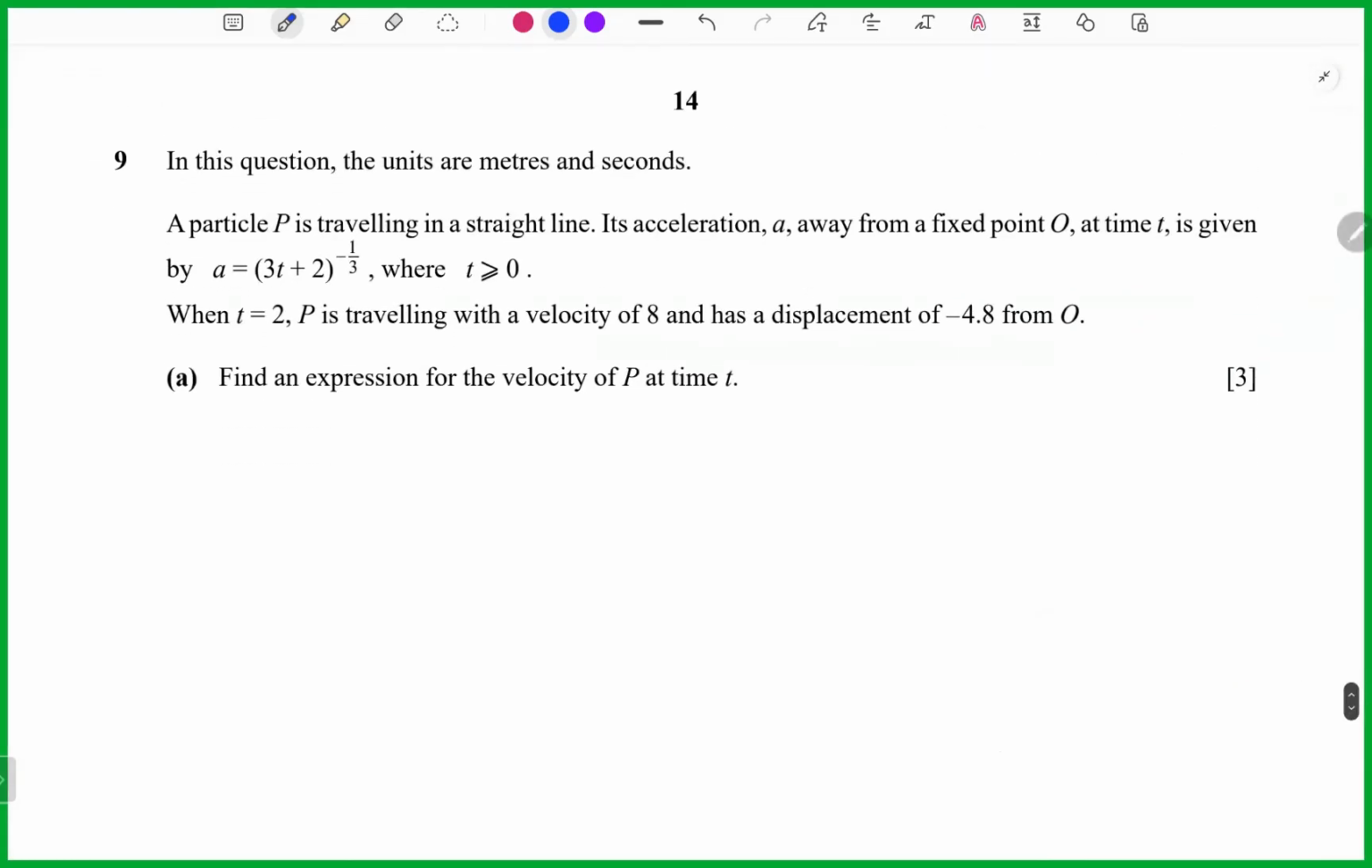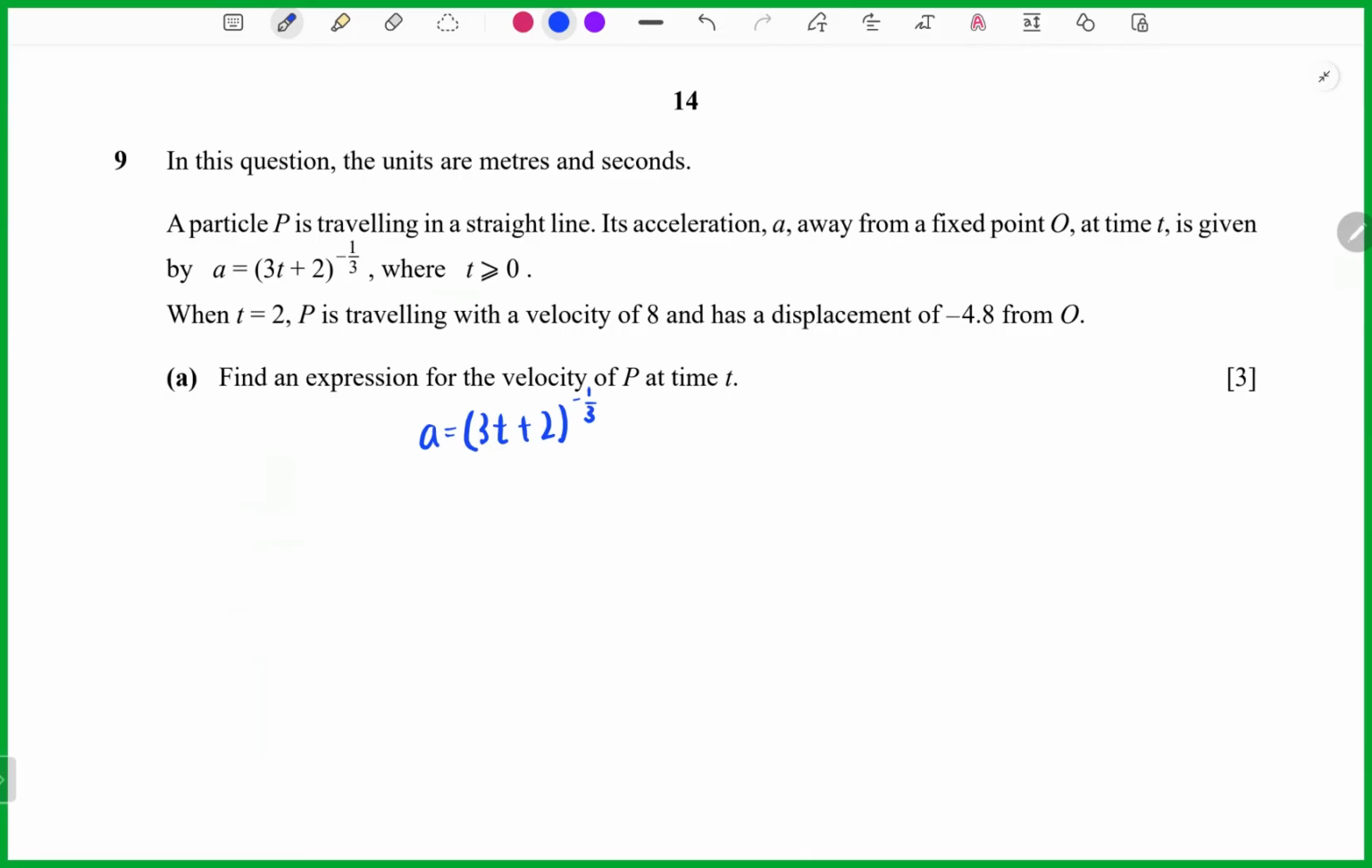Okay, let's see question 9. It's a kinematics question. In this question, the units are meters and seconds. The particle P is traveling in a straight line. Its acceleration away from a fixed point O at time t is given by a equals (3t + 2) to the power of negative 1/3, where t is greater than or equal to 0.